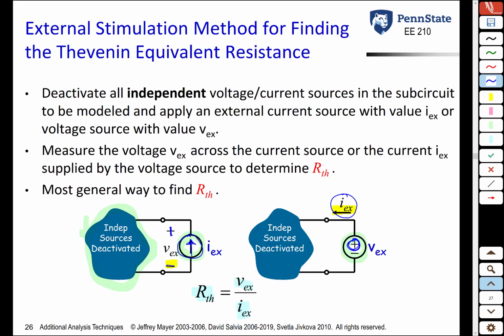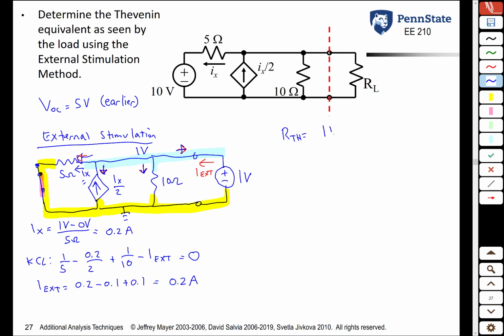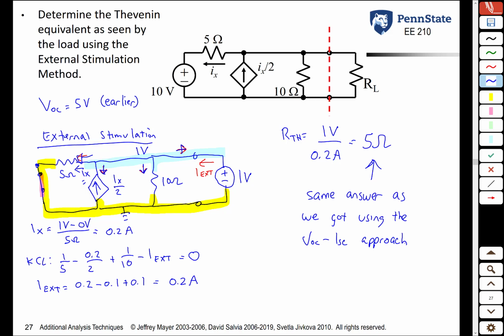Our Thevenin resistance is what? The external voltage divided by the external current. The external voltage, we made it 1 volt, divided by 0.2 amps, 5 ohms, which is the same answer we saw using the VOC-ISC approach. And of course, VOC we got earlier, it was 5 volts, so our final model: 5 volt source and a 5 ohm resistance.